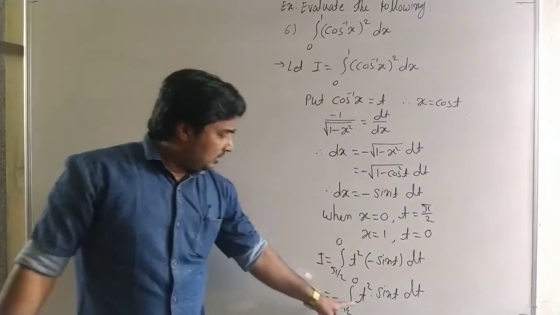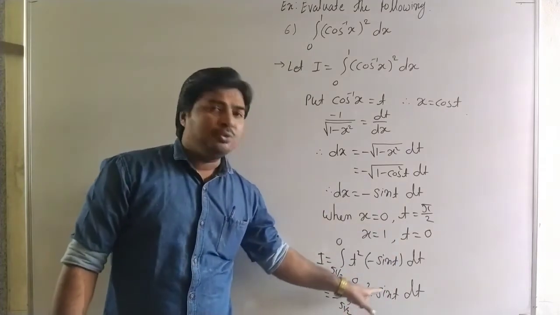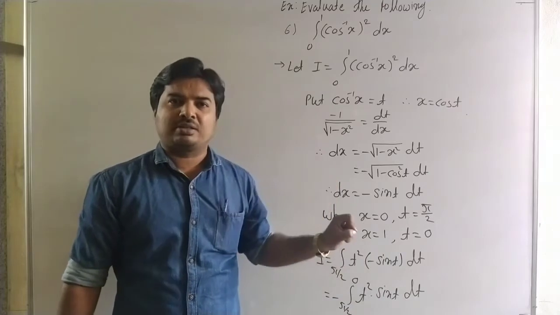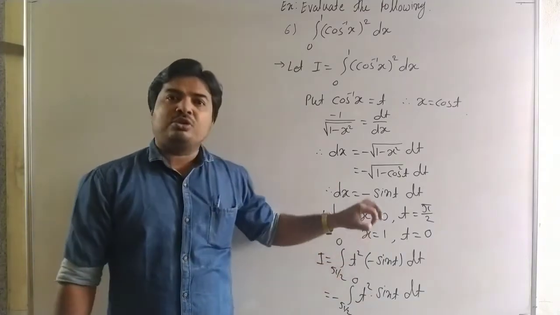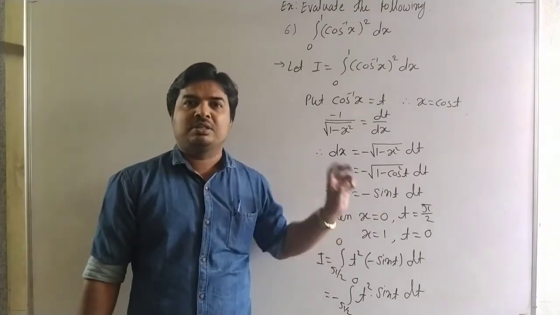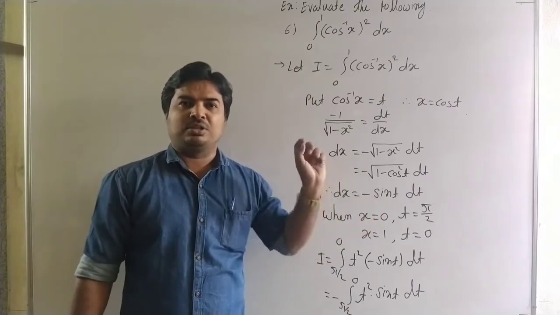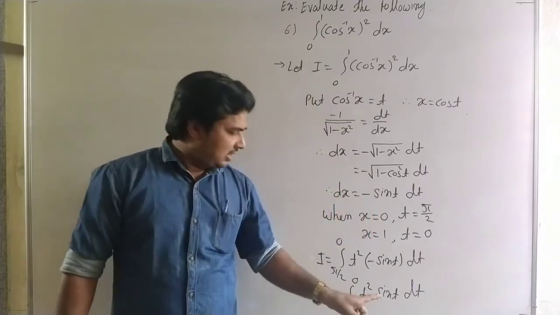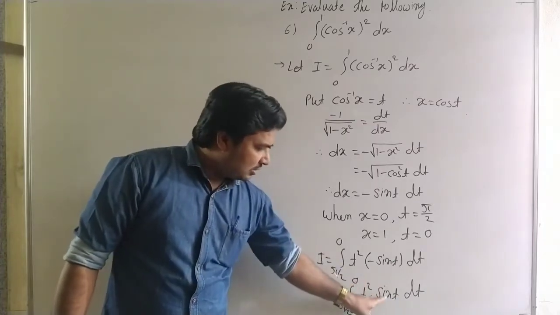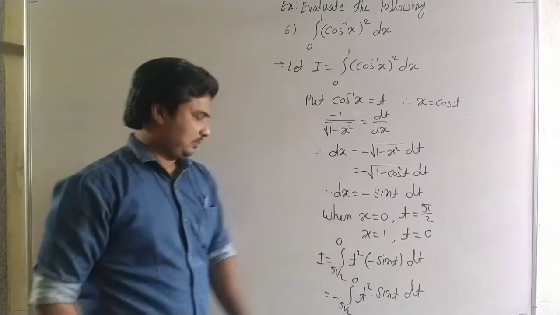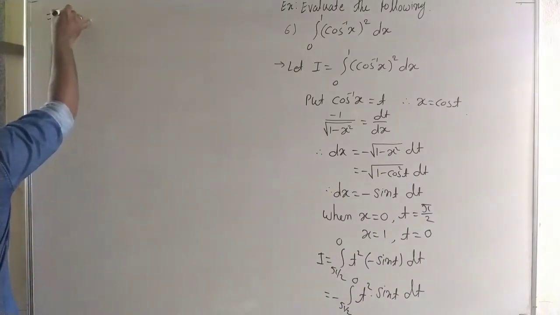Now these two functions are in a product. Here we use integration of u into v, that is integration by parts. To choose the first function and the second function there is a rule, that is LIATE. Here t square is algebraic and sin t is trigonometric, so we can take them as they are: t square is u and sin t is v. Now we use integration by parts.